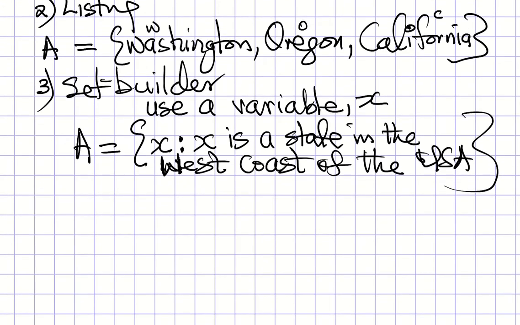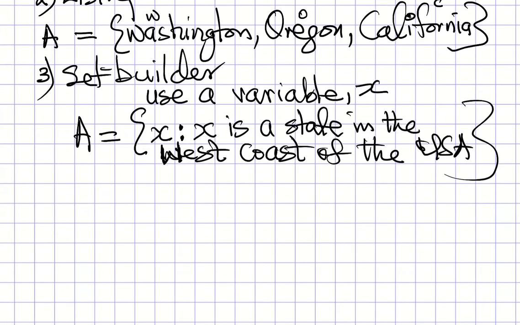The way you read that, you know what the bracket is, but you choose a variable. This vertical bar is read as "such that." Then you describe what that x stands for. In this case, x stands for a state in the west coast of the United States. All right. Now let me show you, the third method is just an abstraction, an abstraction mathematicians use, you see.